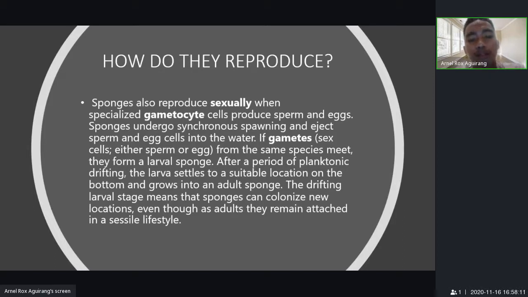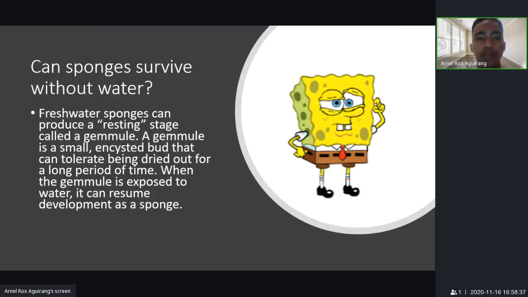they produce a larval sponge. So when the sponge drifts and moves to a new place, they will make a new settlement there, and they will be able to colonize another area. So even though they are sessile as adults, they can still colonize new locations.